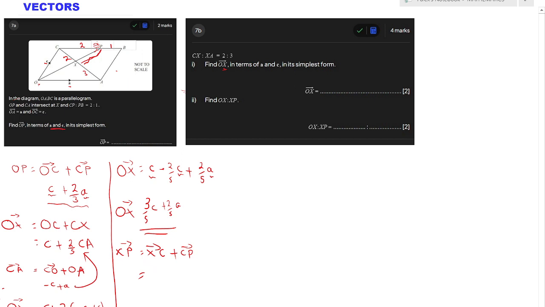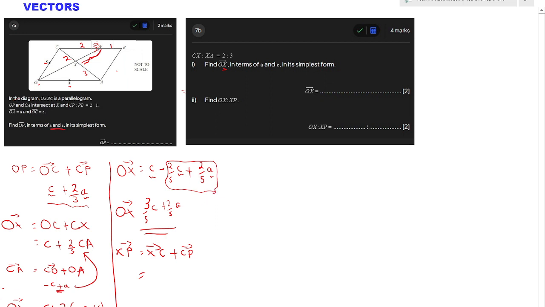It's the same thing we were dealing with, CX. Where is our CX? Our CX is 2 over 5 CA. So we are going to do the opposite way. This was our CA, negative C plus A. We didn't calculate 2 over 5 CA, we just opened it directly. This is 2 over 5 CA.